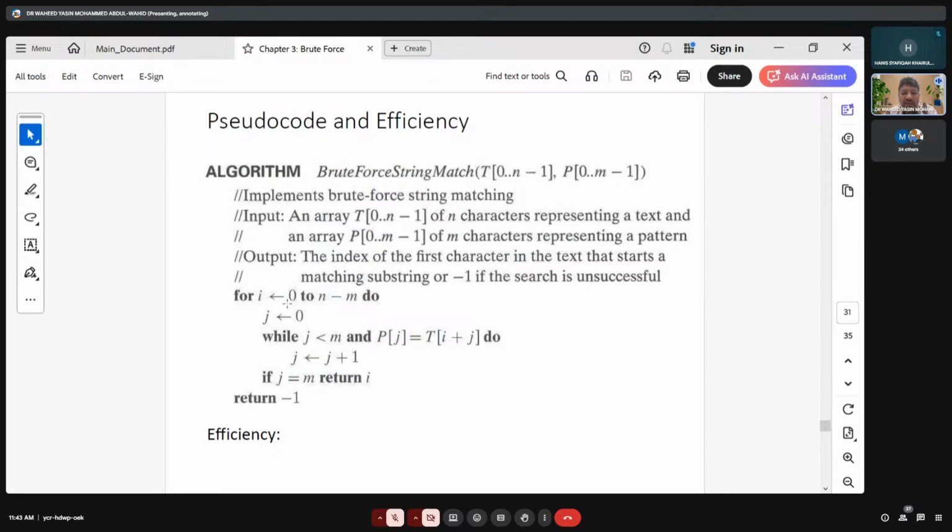So here, i starts at 0, j at 0, up to n minus m. In the while loop, while j is less than m and P[j] equals T[i plus j], I am comparing letter by letter. If the first letter is okay, I compare the second letter, and if that is okay, I continue. If it is not there, return -1, meaning it is not in the text.